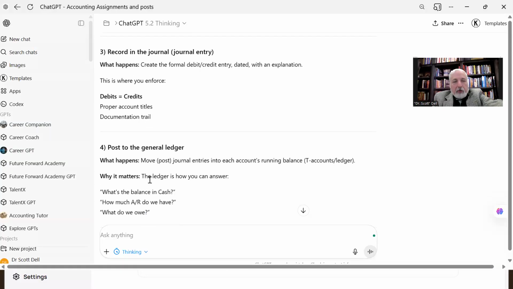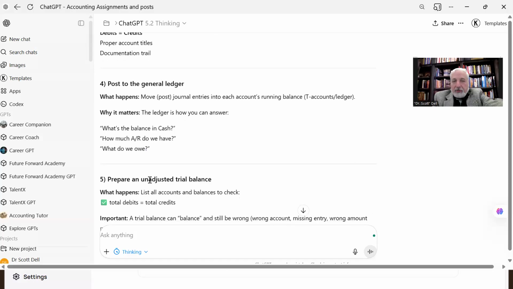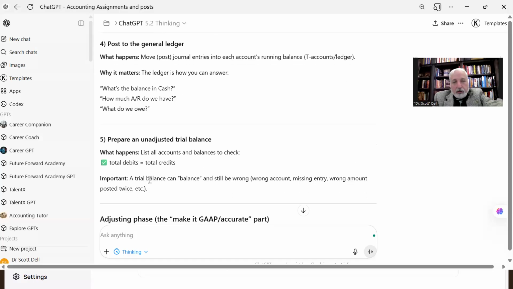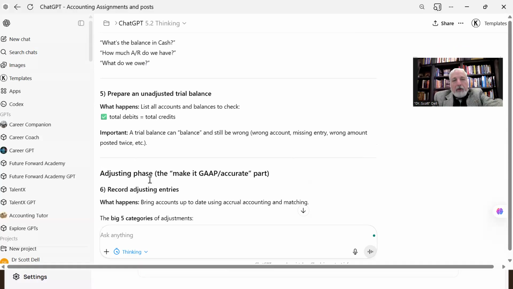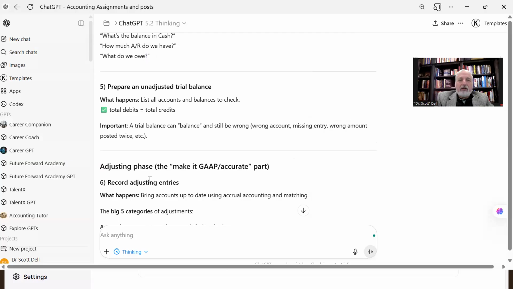So we post those general ledger or those T accounts or those pages, and you'll see an ending cash balance and ending inventory balance that we just showed. Then we prepare an unadjusted trial balance. What's an unadjusted trial balance look like? Well, let's go ask ChatGPT and then I'll explain it.